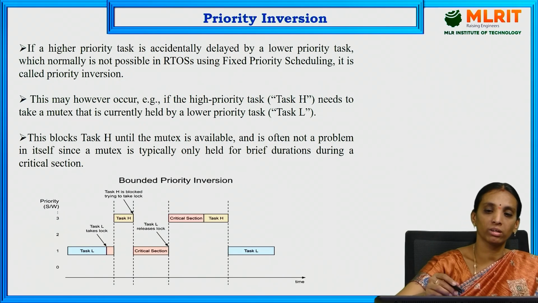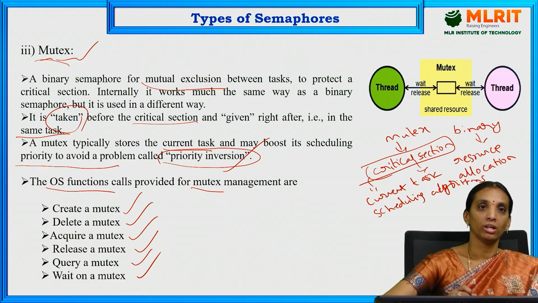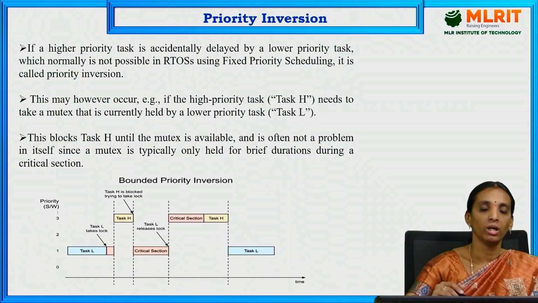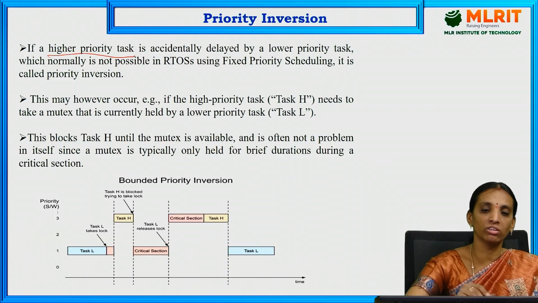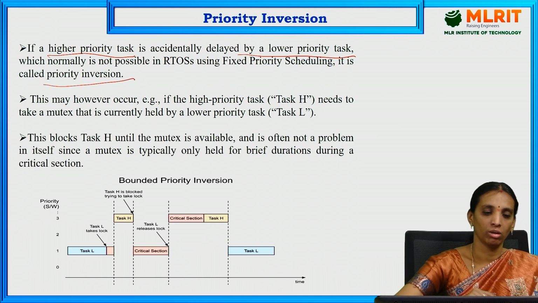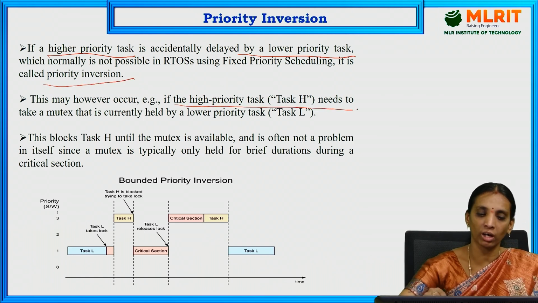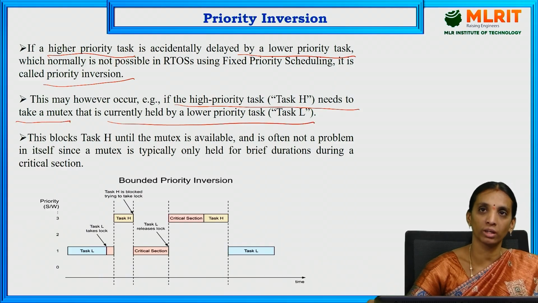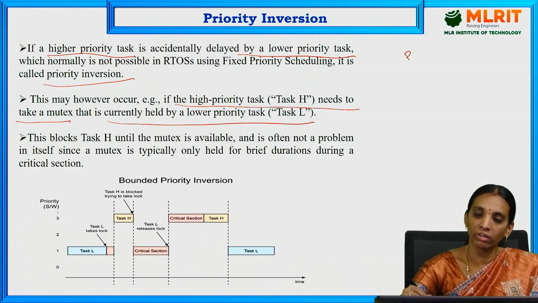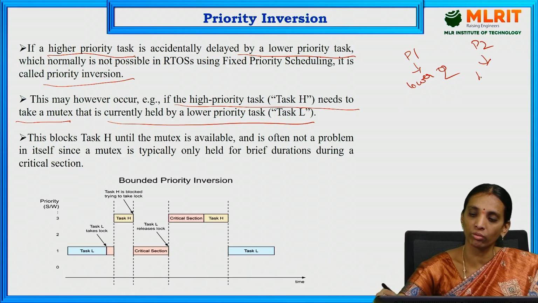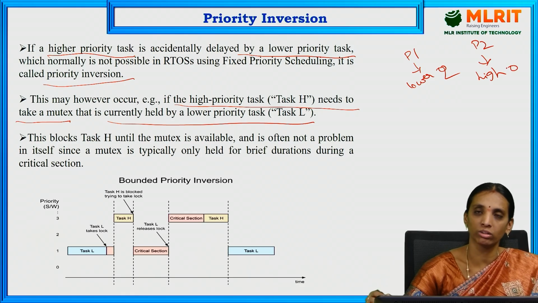Next, we have already discussed that the mutex is used for avoiding priority inversion. So what is the priority inversion problem? If a high priority task is delayed by a lower priority task, it is known as priority inversion. This may occur if a high priority task needs to take a mutex that is currently held by a lower priority task. First we are executing one process which has lower priority, and now we are entering the process which has higher priority.